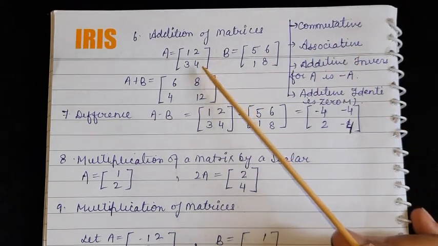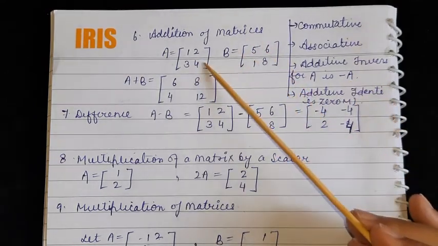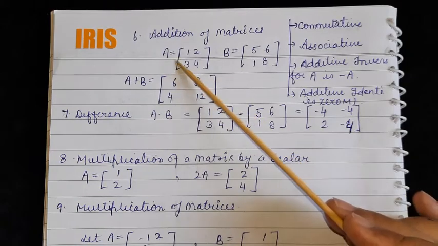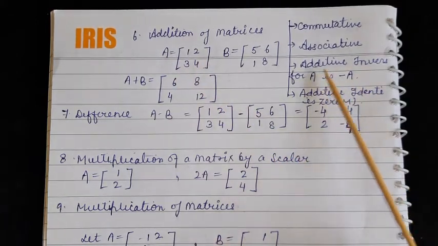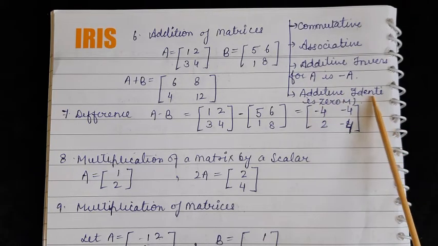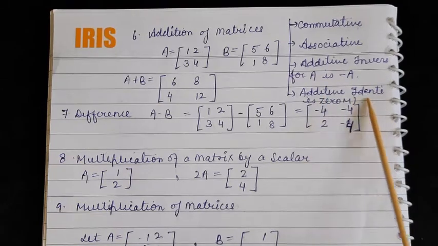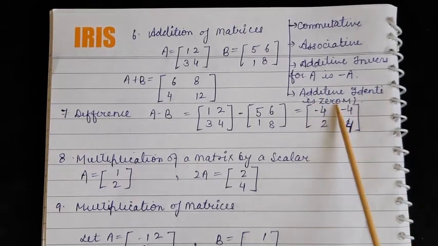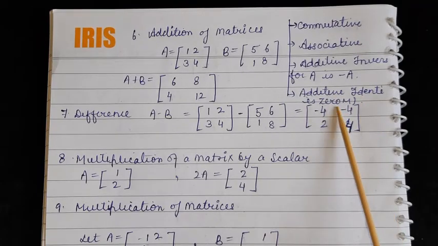Given a matrix A, its additive inverse will be minus A. It means if we multiply the given A with a negative sign throughout, then that minus A gives us its additive inverse. Now, additive identity basically means that when you add it, the matrix should not change. So for any given matrix, the additive identity will be the zero matrix of the same order.